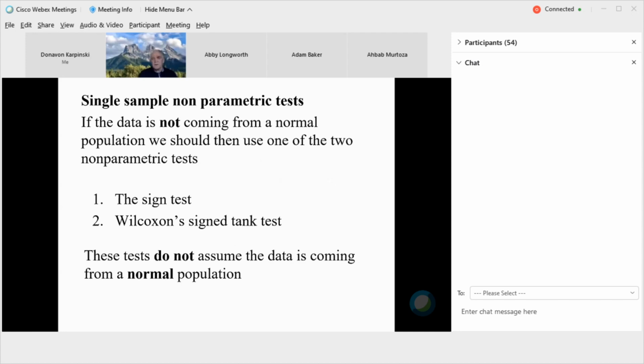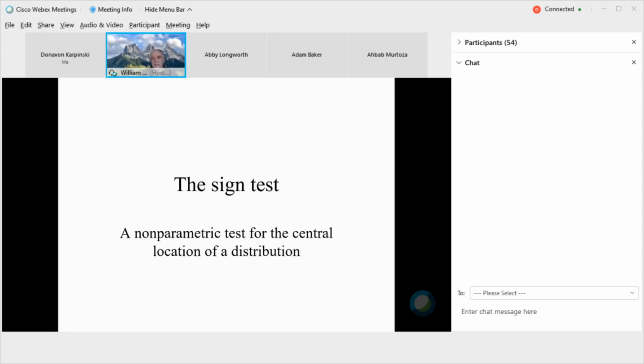So the single sample non-parametric tests. The data is not coming from a normal population. It could be coming from any type of shaped distribution. The two tests we're going to look at are the sign test and Wilcoxon's signed rank test. They don't assume the data is coming from a normal population. The sign test. This is probably one of the oldest statistical tests in existence.